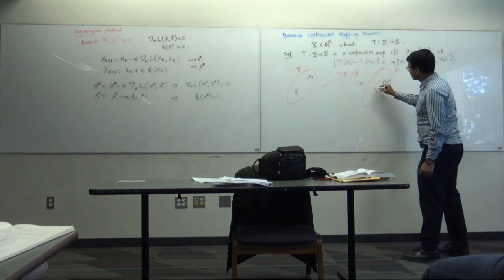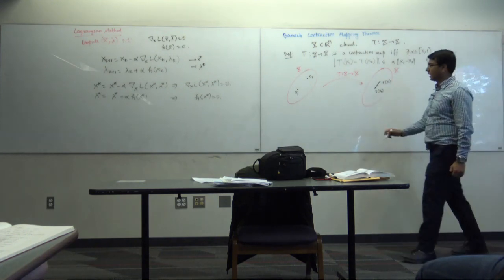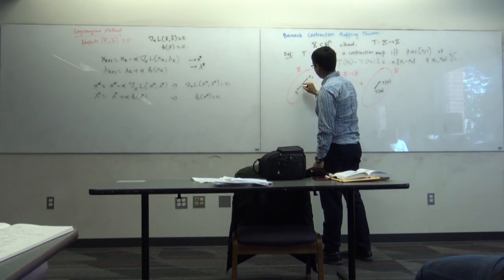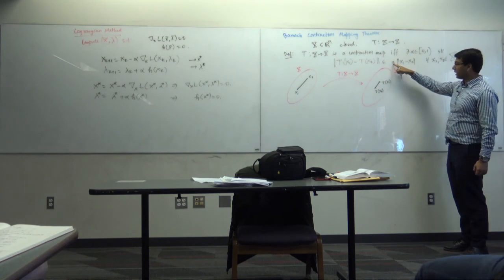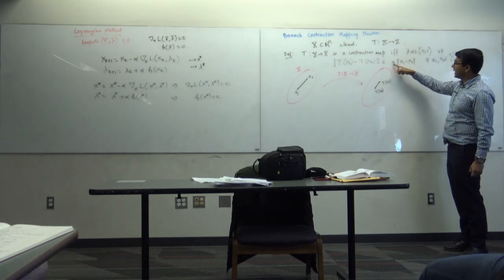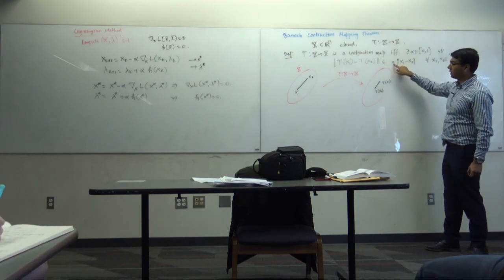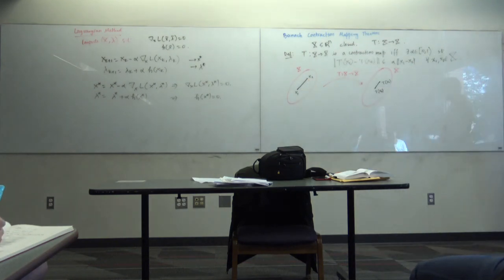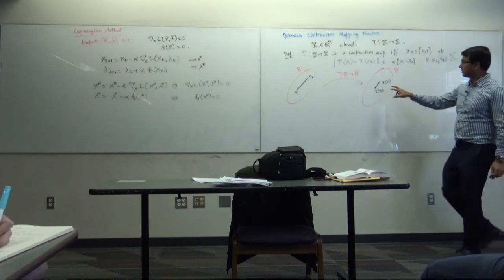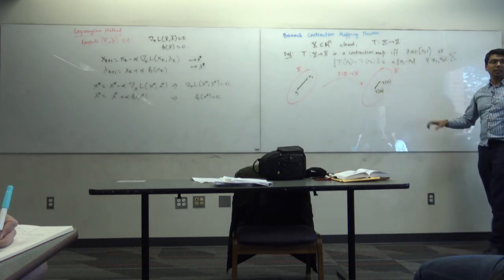Okay, and I look at the distance between these two points, and I look at the distance between X1 and X2. What it says is there exists an alpha in [0, 1) such that this distance is less than or equal to alpha multiplied by this distance. Okay? So I'm not saying that the distance just decreases. What I'm saying is the distance decreases by a factor.